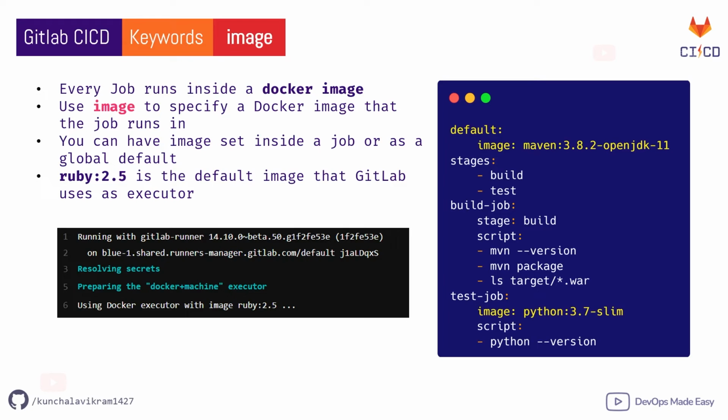Now let's understand the keywords. Keywords are also very important. There are a lot of keywords and we covered most of them in our GitLab series. So let's understand one of the important keywords, which is called image.